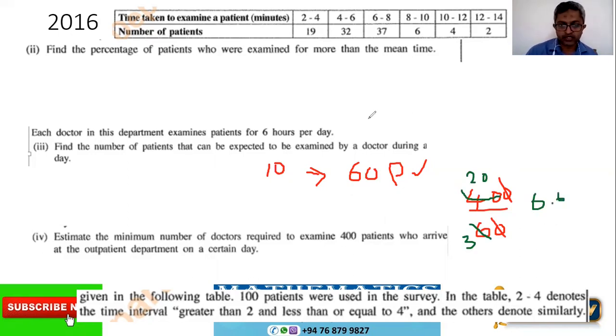But what is the minimum number of doctors required? Is it 6.6 doctors? No, we can't have 6.6 doctors. So the minimum number of doctors required will be 7. Seven doctors are required at minimum.